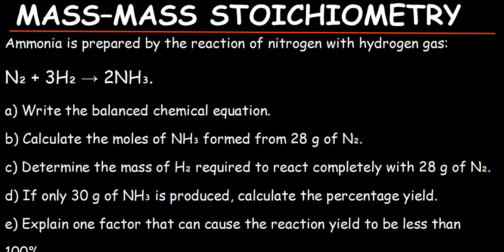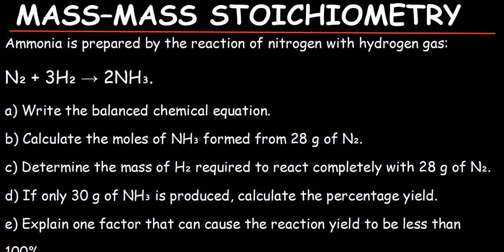Okay, so let's just start with the first one, to write the balanced equation. We've already been given a balanced chemical equation, because we're able to see here we've got two nitrogens there. Then when we come to hydrogens, we've got 6 here, also 6 there. So it's already balanced. So A is already balanced.